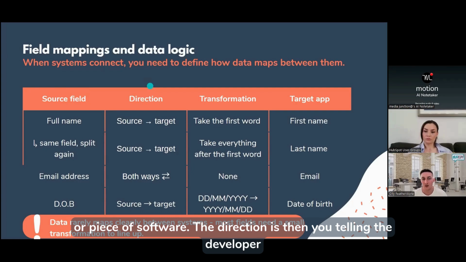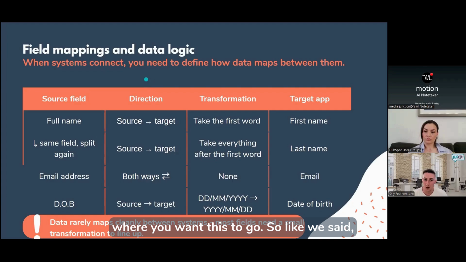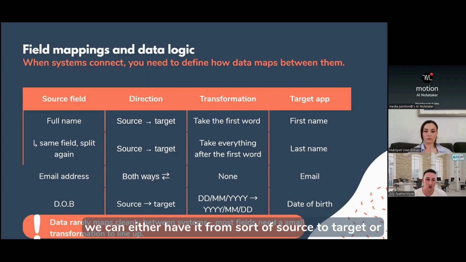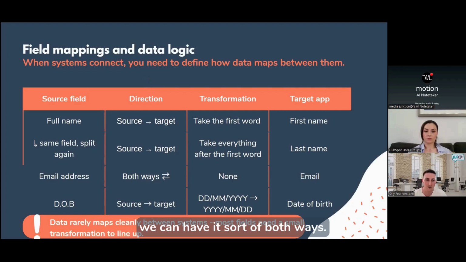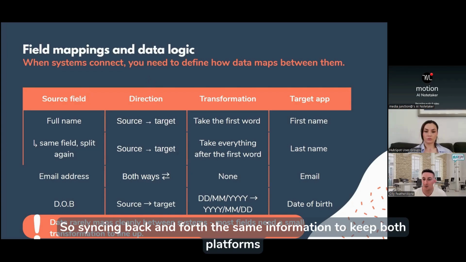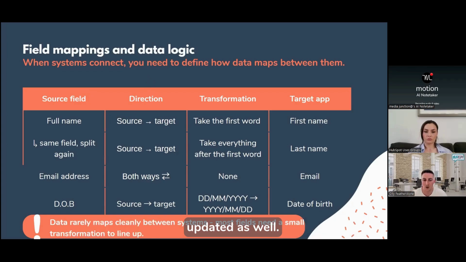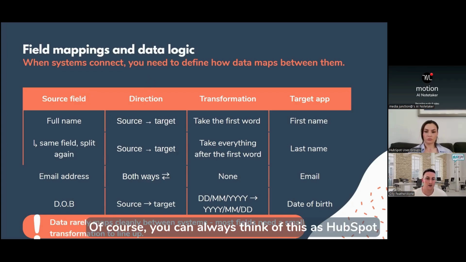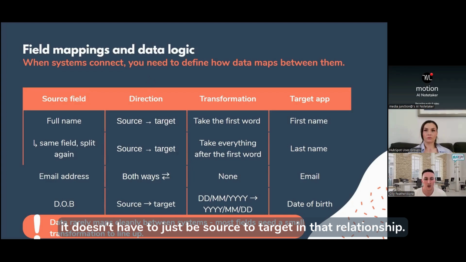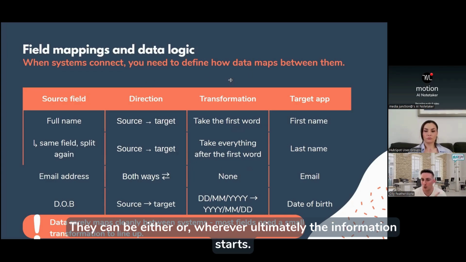The direction is then you telling the developer where you want this to go. So like we said, we can either have it from source to target, or we can have it both ways, syncing back and forth the same information to keep both platforms updated as well. Of course, you can always think of this as HubSpot on the other side and Teams as well. So it doesn't have to just be source to target in that relationship. They can be either or, wherever ultimately the information starts.